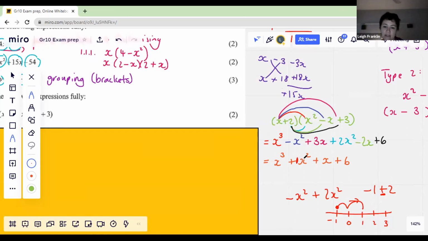Does that make sense to you? So really what you're doing here is that you're not just combining like terms together, you're also working with integers. So this is why your integers are so important as well.